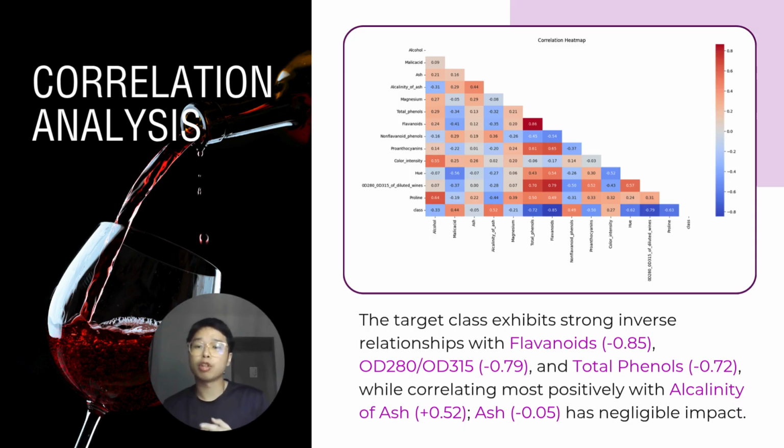I will be presenting the correlation analysis. Based on the correlation heat map here, the target class exhibits a strong inverse relationship with flavonoids at negative 0.85, OD280 over OD315 at negative 0.79, and total phenols at negative 0.72. On the other hand, the most positively correlated is the alkalinity of ash at positive 0.52, and lastly ash at negative 0.05 has negligible impact.